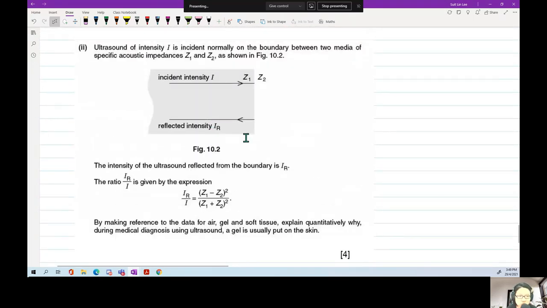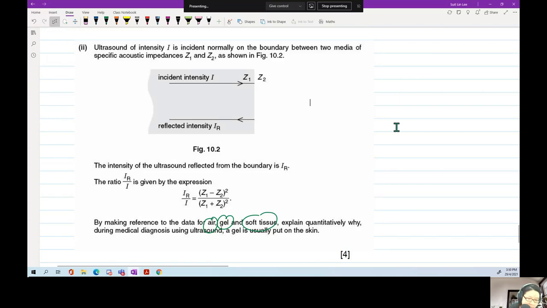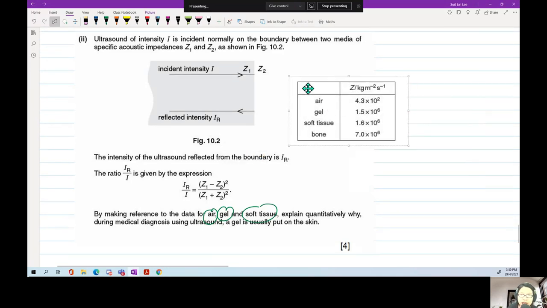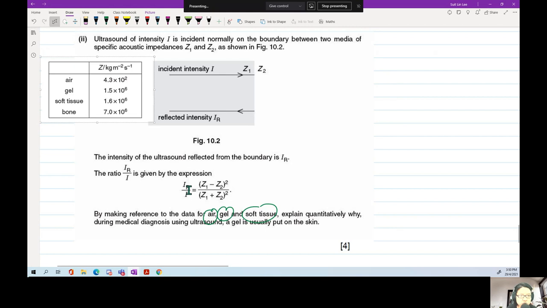Here is where they want to test you. They are asking you to use air, gel, soft tissue. Noted. Let's put the table here. We have to calculate the ratio. So I think there are two options. We either use air and soft tissue, this is one, and then gel and soft tissue, this is two. Why not air and gel? Because you want to use the skin. There's no skin in air and gel. So we must always involve the skin there.